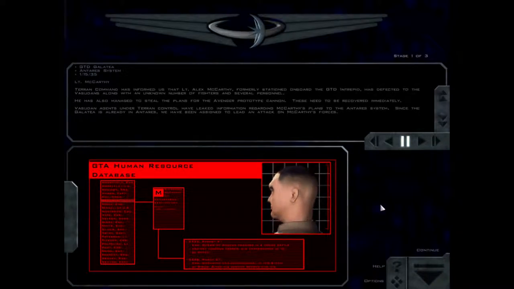Terran Command has informed us that Lieutenant Alex McCarthy, formerly stationed on board the GTD Intrepid, has defected to the Vasudans along with an unknown number of fighters and several personnel. He has also managed to steal the plans for the Avenger prototype cannon. These need to be recovered immediately. Vasudan agents under Terran control have leaked information regarding McCarthy's plans in the Antares system. Since the Galatea is already in Antares, we have been assigned to lead an attack on McCarthy's forces.